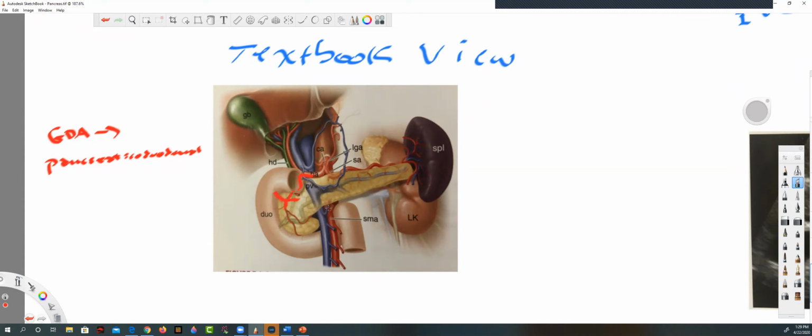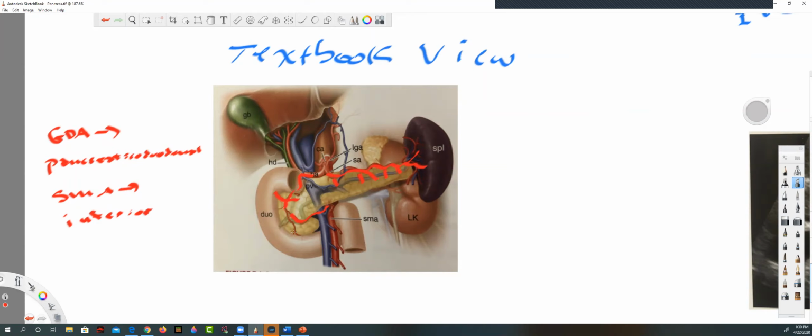And then the SMA has a little branch off of it, and that's going up this way, and that's the inferior. So SMA to inferior pancreaticoduodenal artery. So that's one way of feeding it. And what's the other? Well, the splenic. I mentioned before that this is feeding the spleen, but there are all these little branches down here. So that's our blood supply.